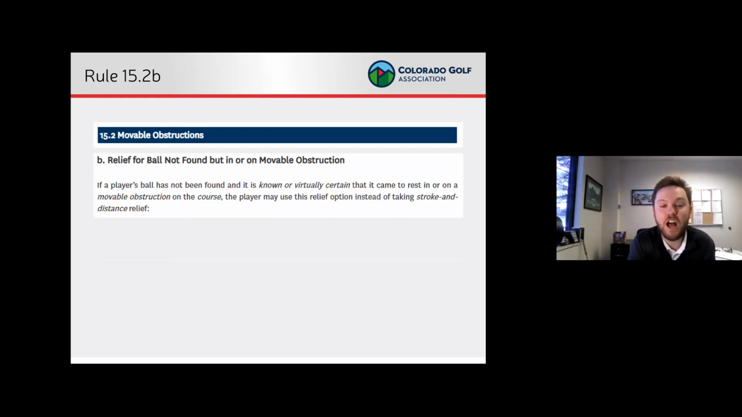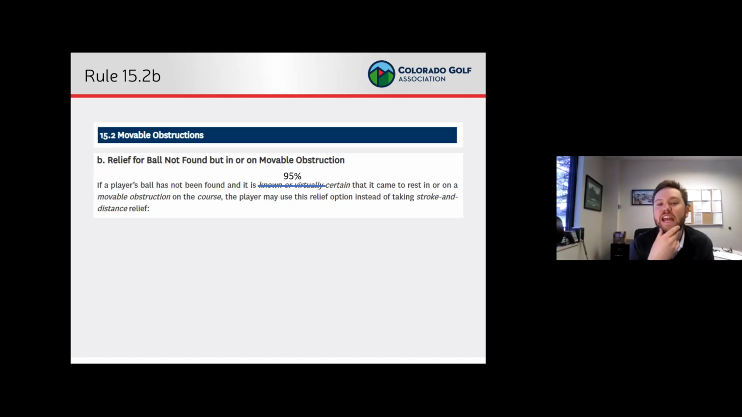If a player's ball has not been found and it is known or virtually certain, again, when we see known or virtually certain, that's italicized as a definition. We want to look at when a ball has not been found and it is at least 95% certain that it came to rest in or on a movable obstruction on the course. If it's off the course and it's out of bounds, it doesn't matter if it came to rest in a movable obstruction, you're taking stroke and distance. The player may use this relief option instead of taking stroke and distance.